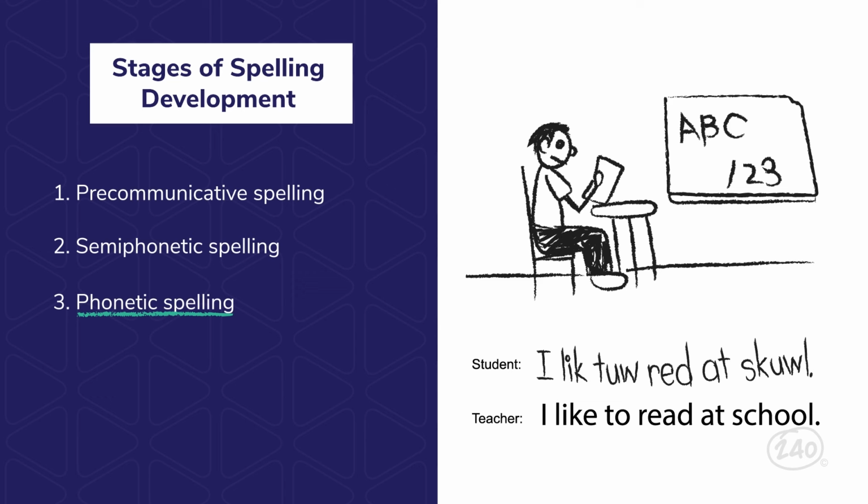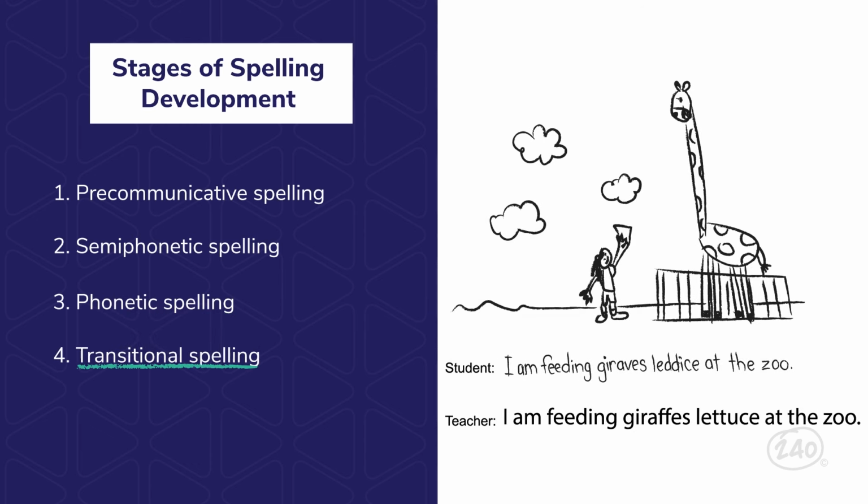Spelling choices still may not be conventional, but they're easily understood through the lens of letter-sound correspondence. The fourth stage is the transitional spelling stage, in which a child moves from depending solely on knowledge of letter-sound correspondence to incorporating knowledge of word structure and common visual representations of words in their spelling as well. More conventional spelling is present in the child's writing, but misspellings are still common and frequent.